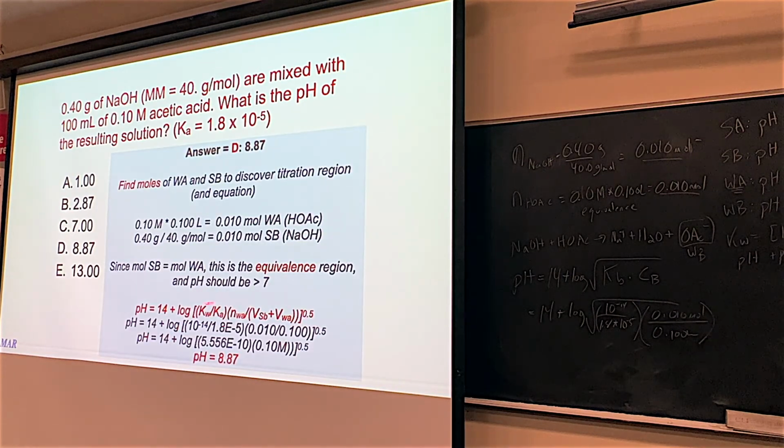So Kb can be rewritten as Kw over Ka. And Cb, the concentration of the base, you can use the moles of weak acid, and again, divide by the total volume in liters. There's only 1 liter here, the 0.1 liters of the acetic acid. But if you do all this, then you come out to be 8.87. And again, if you're at equivalence, the weak acid and strong base are gone, but the conjugate base is active. So you should have a basic pH.